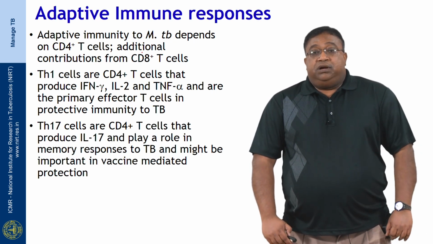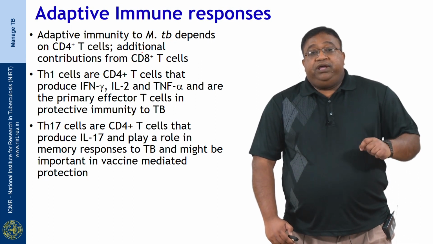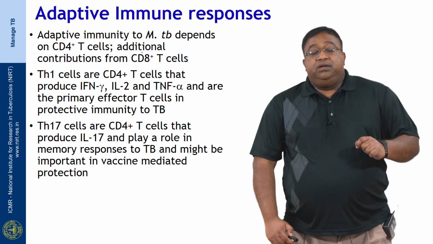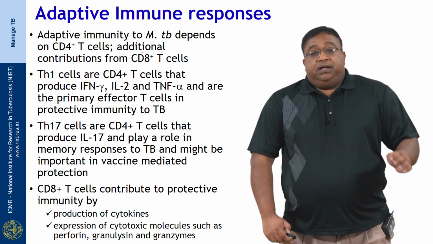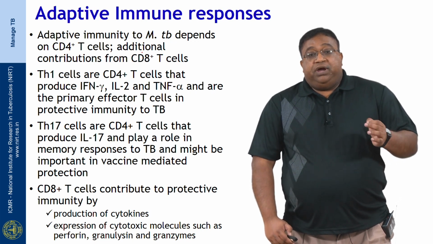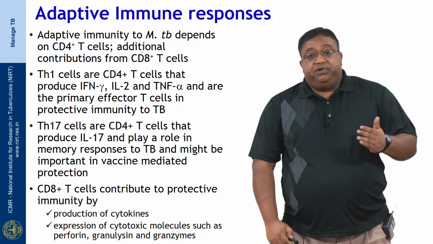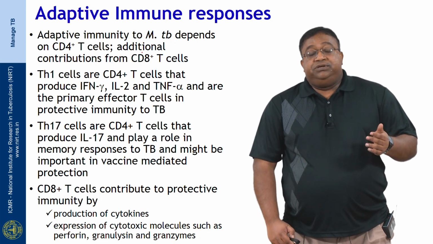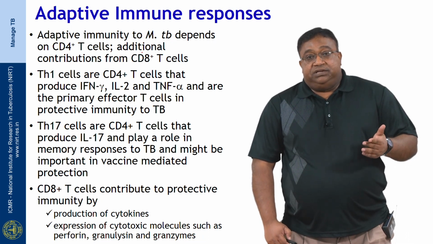Th17 cells are CD4 positive T cells that produce IL-17 and play a role in memory responses to TB and might be important in vaccine-mediated protection. And CD8 T cells also contribute to protective immunity by production of cytokines, expression of cytotoxic molecules such as perforin, granulysin, and granzymes, which enable these CD8 T cells to lyse infected cells.